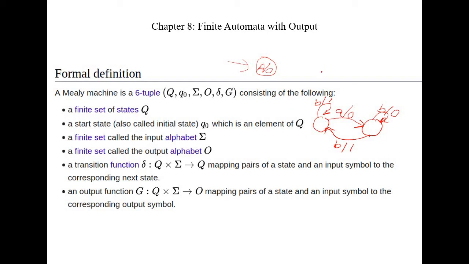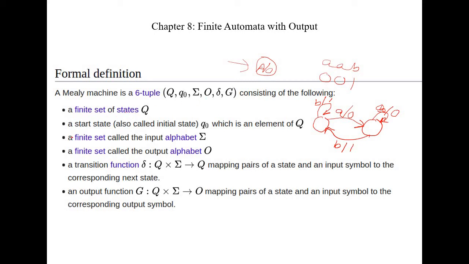is that for a given input, for example, if I give A, B, the output will be 0. This should be A. Output should be 0, 0, 1. So the length of input and the length of output should be the same. This is the easiest way to decide, to just look at the input and output length. If the same, then we say this is the Mealy machine. If the length is not the same, then we say this is the Moore machine. And of course we can convert Mealy to Moore machine and Moore to Mealy machine.